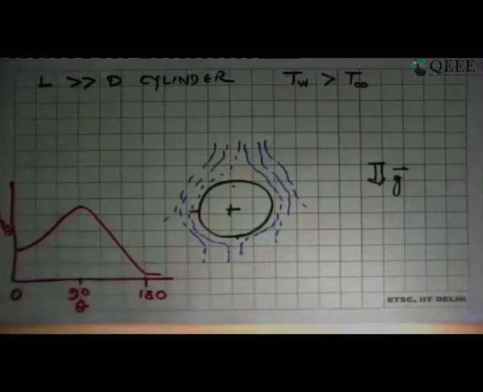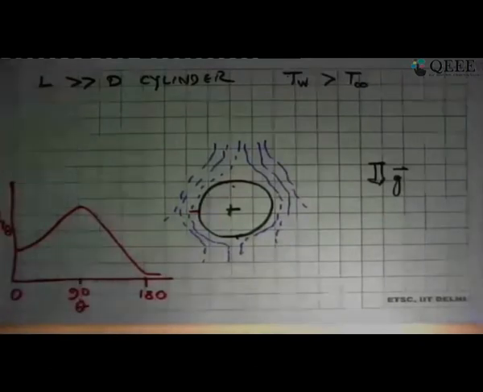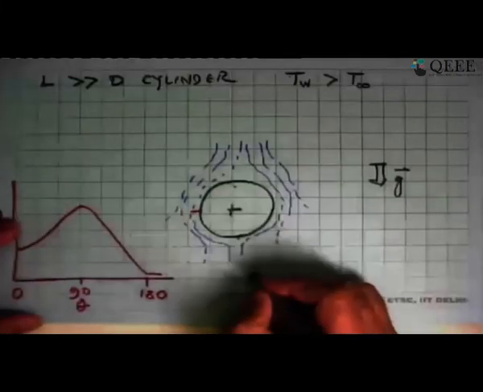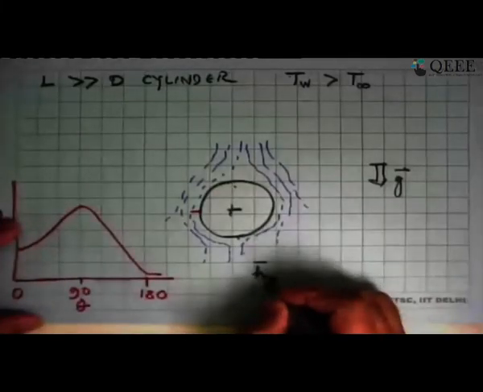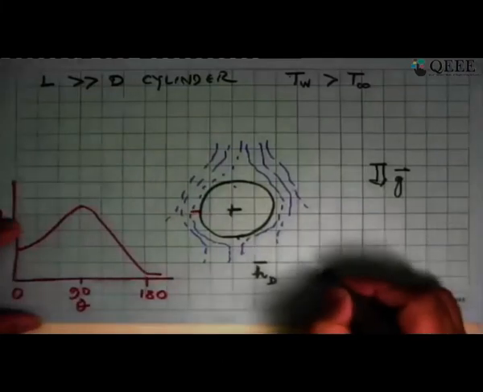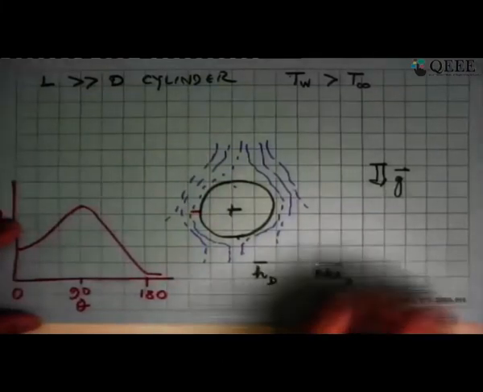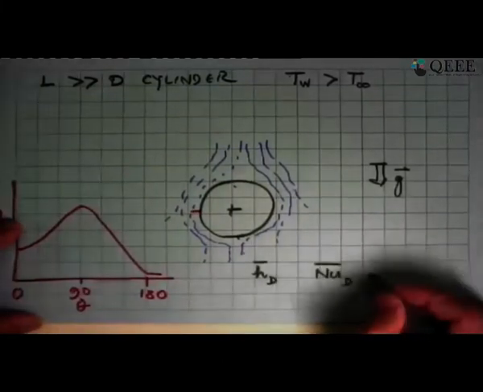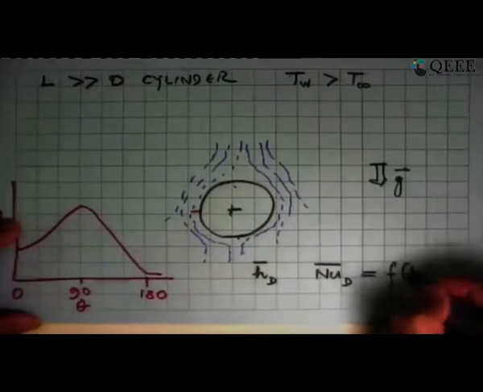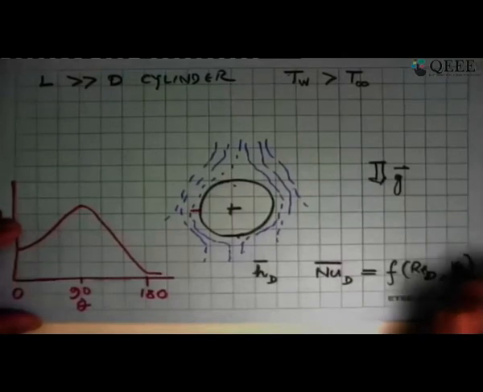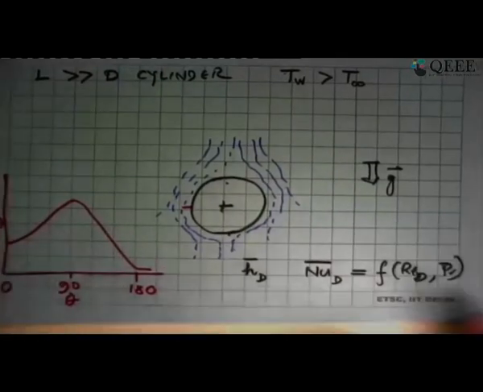Having done an experiment and measured the total heat transfer from the cylinder, we can then define the local average heat transfer coefficient for this whole thing based on diameter d. And so we have a Nusselt number based on d for the average heat transfer coefficient, and this is again a function of Reynolds number based on diameter and the Prandtl number. That's the type of correlation we get.